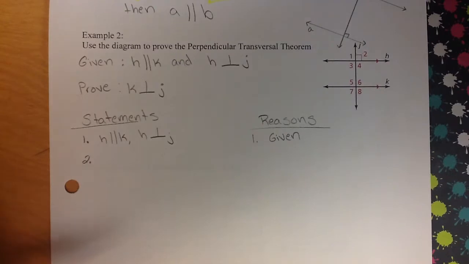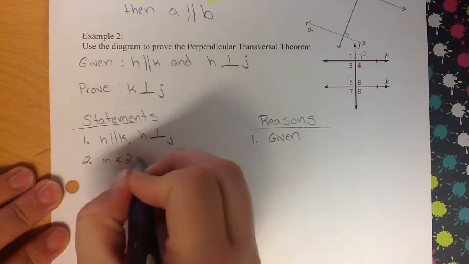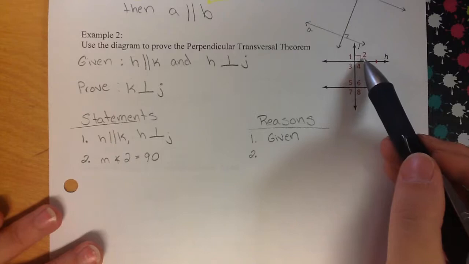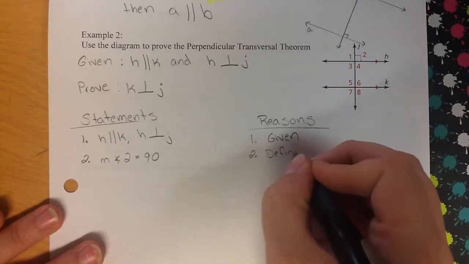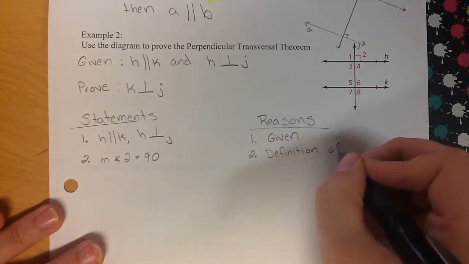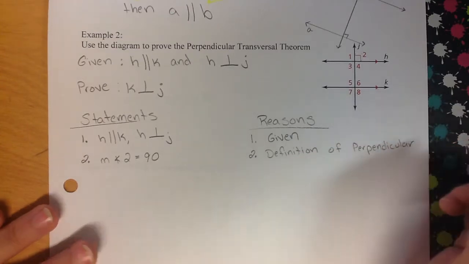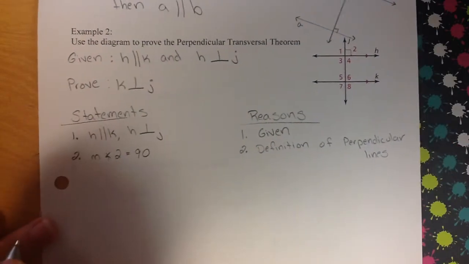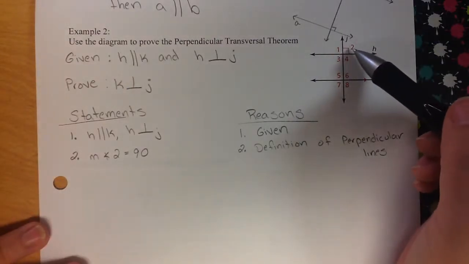So here then we know angle 2 is a 90-degree angle. We know the measure of angle 2 is 90. How do we know that? We know that because of this perpendicular bit of information. So that would be the definition of perpendicular. Definition of perpendicular could be more specific and put lines on the end: definition of perpendicular lines.